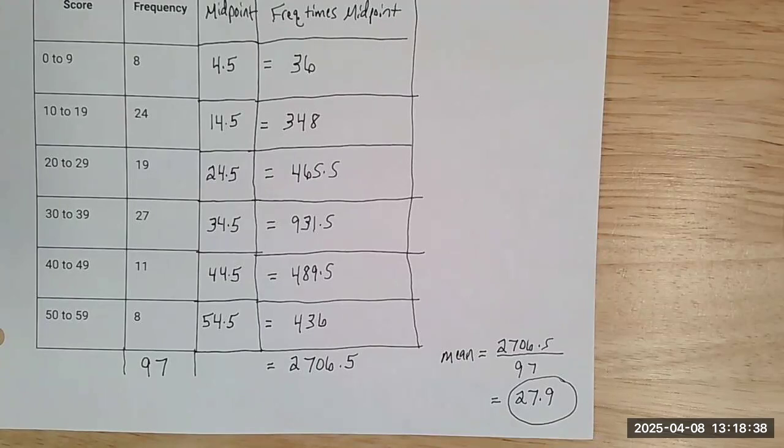And we can see that if you look at where the bulk of the people are, like this isn't very many people, but from here to here is most of the people. And those scores are between 10 and 39. And if you average those together, that should come out to be about 27.9. So this seems like a reasonable answer. It seems like where the data should fall.